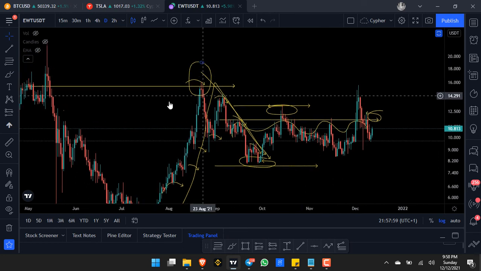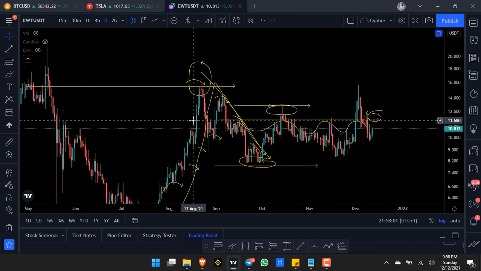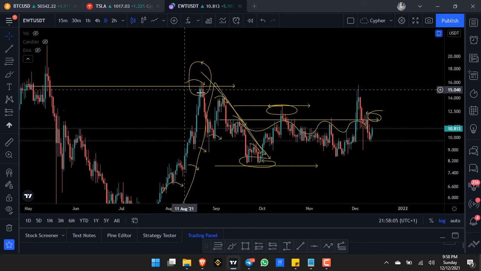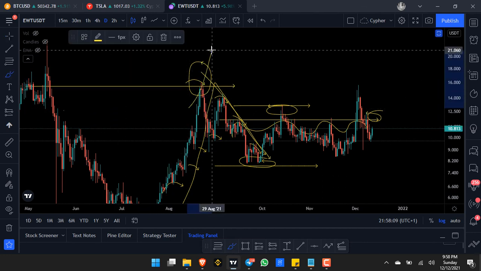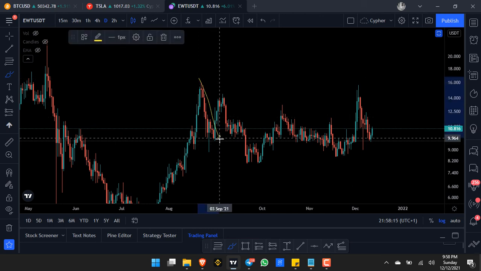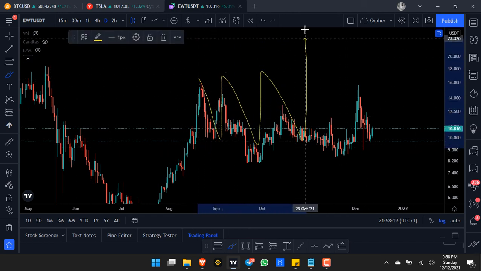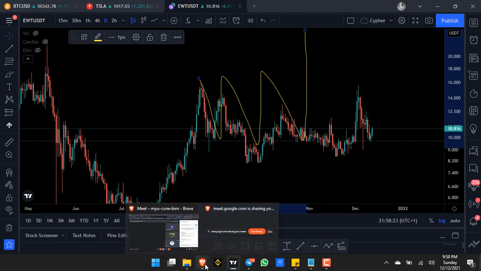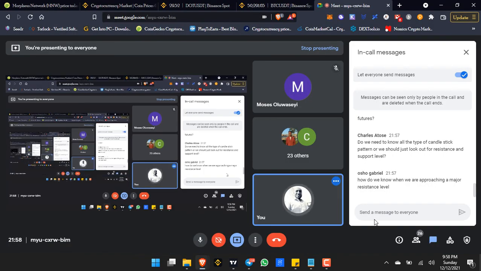But this here is a major resistance because price, for a lengthy period of time, only tapped it once. So there's no way it will break above it by that first tap, right? There's no way it will break above it. It will always push it back. So it needs consecutive taps before the breakout can happen. So I hope that answers your question.